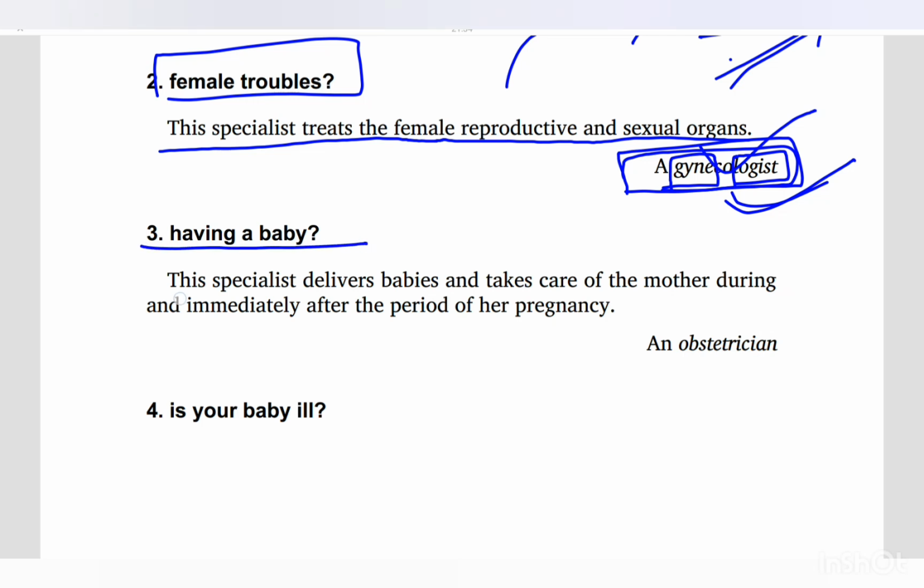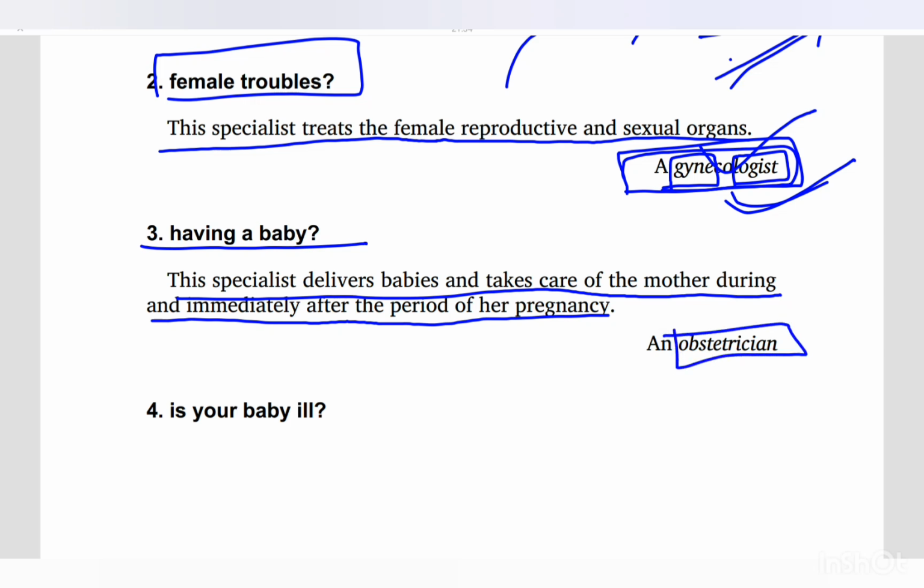Having a baby. This specialist delivers babies and takes care of the mother immediately after the period of her pregnancy. Obstetrician. An obstetrician is one who takes care of a mother-to-be during her pregnancy and post pregnancy. Okay, I hope you understood. So related to pregnancy, having a baby, you will consult an obstetrician.